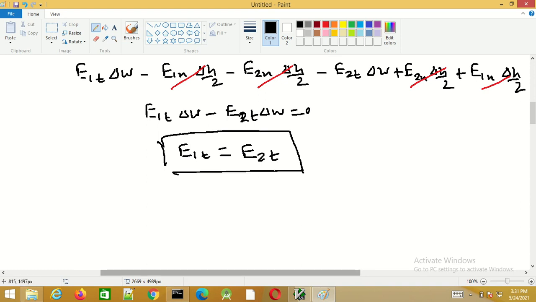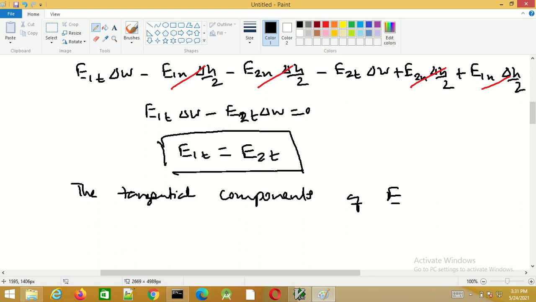Therefore we can observe that the tangential components of electric field E are the same on two sides of the dielectric-dielectric boundary.